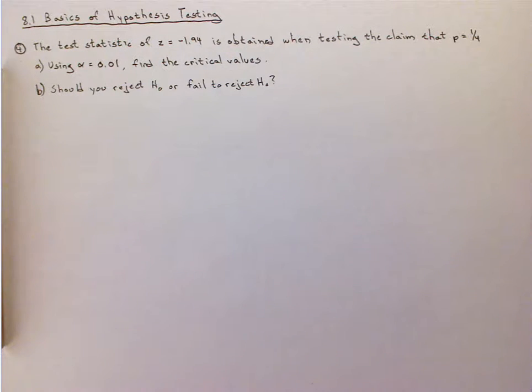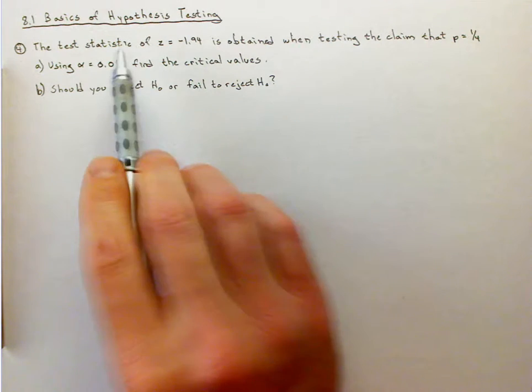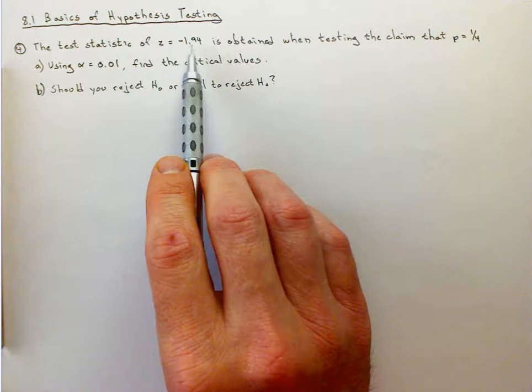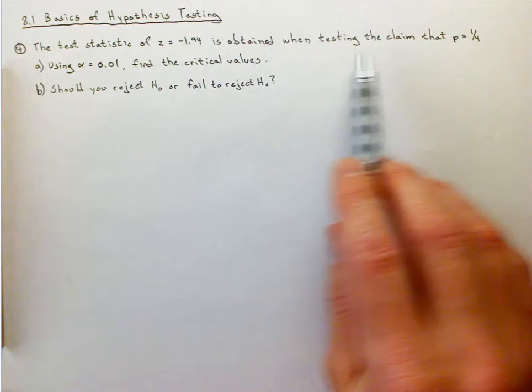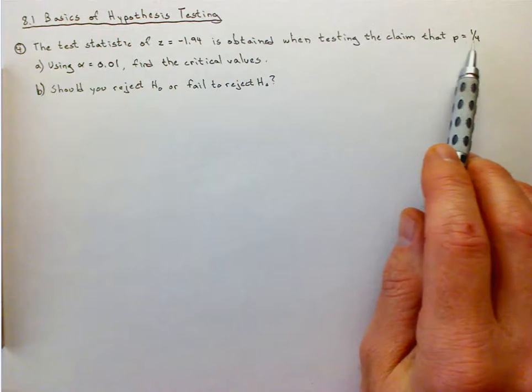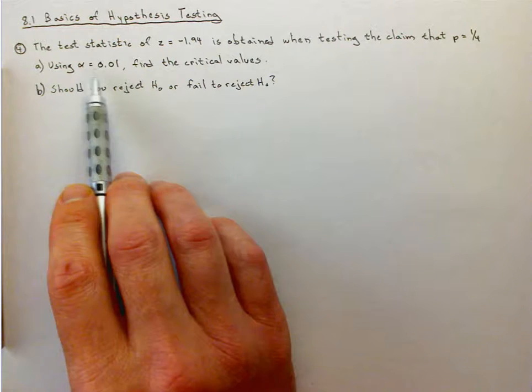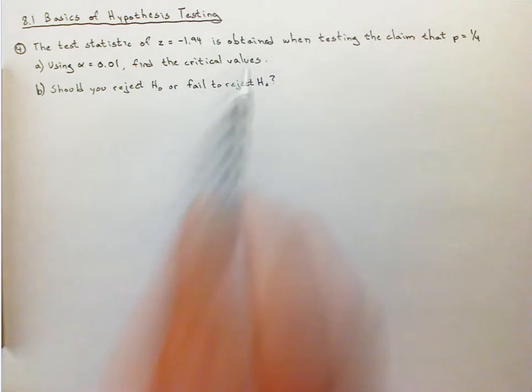Hey everyone, another homework problem from 8.1, Basics of Hypothesis Testing. In the previous video we looked at using the p-value method. On this one we will look at using the critical value method. The test statistic of z equals negative 1.94 is obtained when testing the claim that p equals 1/4. Using a significance level of 0.01, find the critical values.